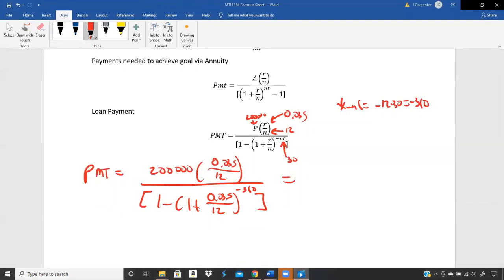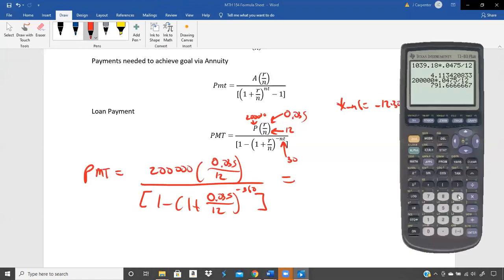So we get a calculator, clear the screen. 200,000 times 0.035 divided by 12. Make sure you're closing parentheses. This is literally just copy paste. The fraction counts as a division. Brackets count as parentheses. 1 minus, parentheses, 1 plus. Practice this on your own though, if you want to. 0.035 divided by 12. Close it. Raise it to the negative 360.